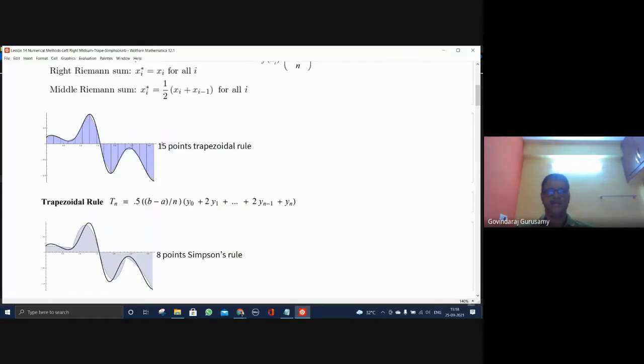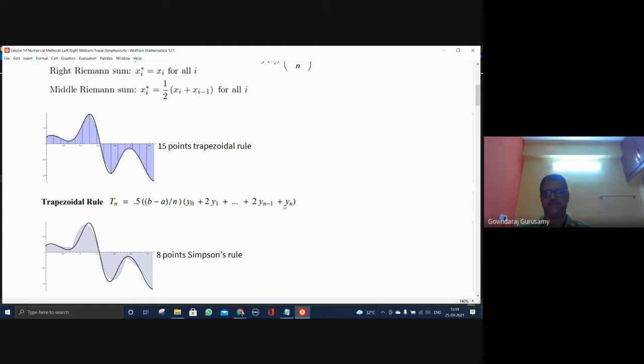Okay, see, these are the 15-point trapezoidal for a given function. If you count these lines, there are going to be 15 such lines. This is the curve which is shown here. And what is the formula for the trapezoidal? Again, similar to this, (b minus a) by n, with 0.5, of course half of that has been taken. You have the initial value and the end value, and then the remaining will be multiplied by 2 corresponding to the number of points. Okay, there's nothing great here.